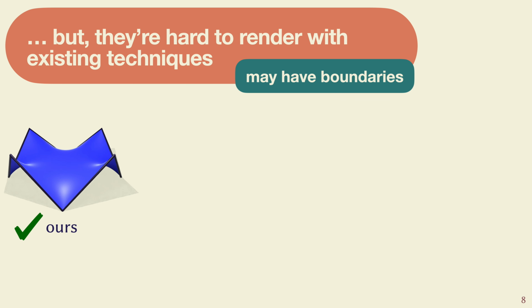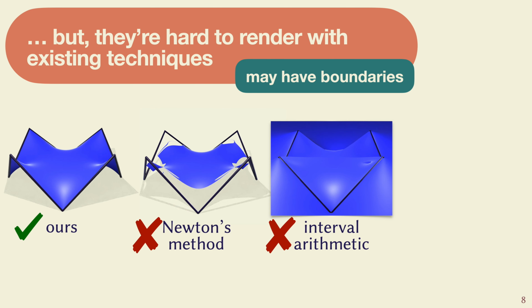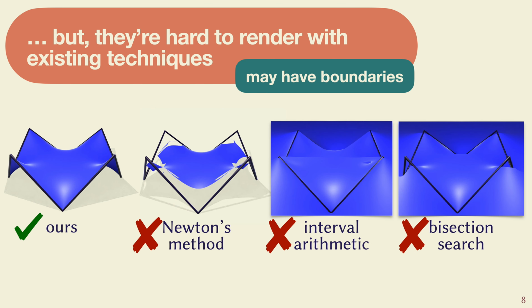Another big challenge is that level sets of certain singular harmonic functions may have boundaries. And so if you try to intersect rays with these surfaces, using standard root finding techniques like Newton's method or interval arithmetic or bisection search, you get all sorts of errors. The methods may converge to the wrong intersection, fail to find any intersection, or even converge to a spurious point outside of the surface, even for very simple surfaces.